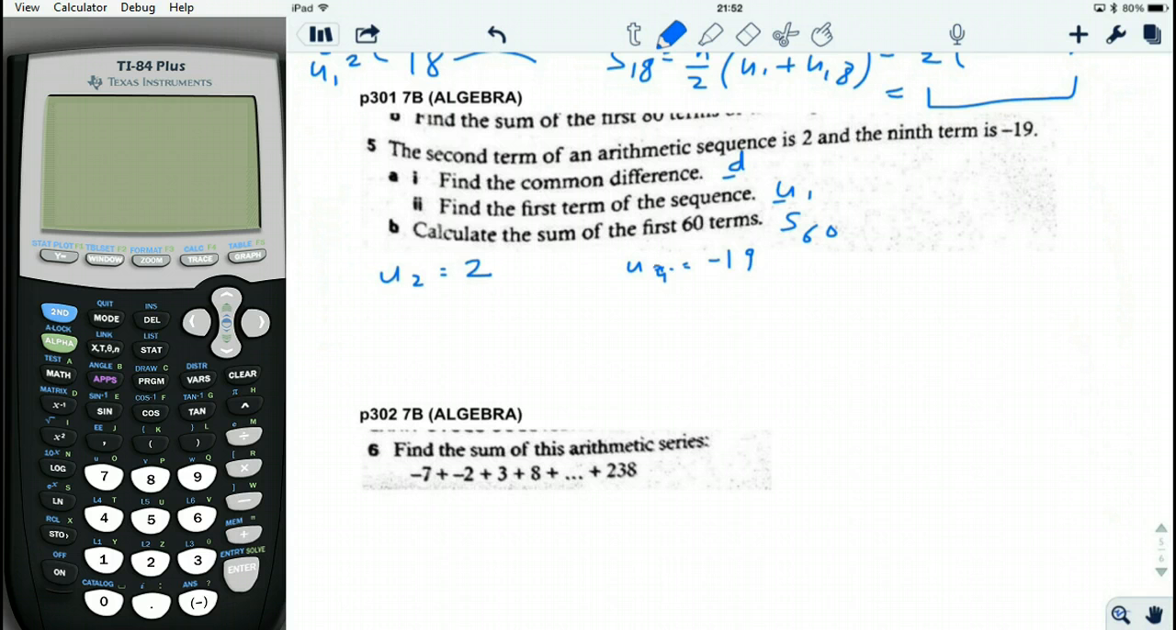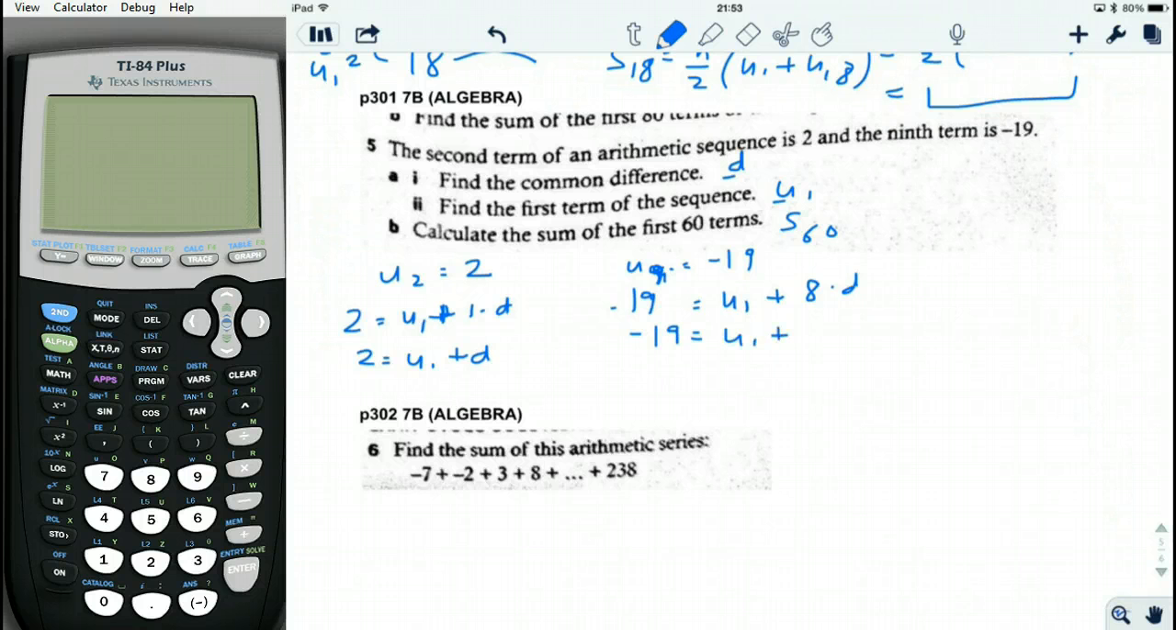So let's see. If we have U2 and U9, we can easily write equations to show that U2 equals U1 plus 2 minus 1, which is 1 times D, and U9 is equal to U1 plus n minus 1, which is 9 minus 1, which is 8, times D. And then we can substitute in U2 we know is 2, and U9 we know is negative 19. Okay, so now we have two equations, two unknowns. We have 2 equals U1 plus D, and we have negative 19 equals U1 plus 8D.